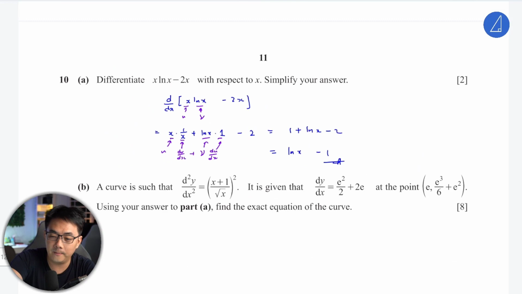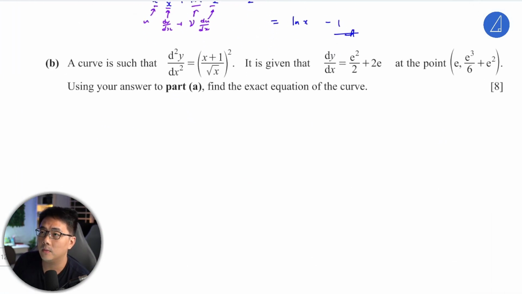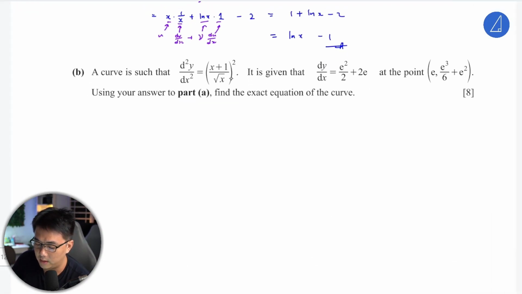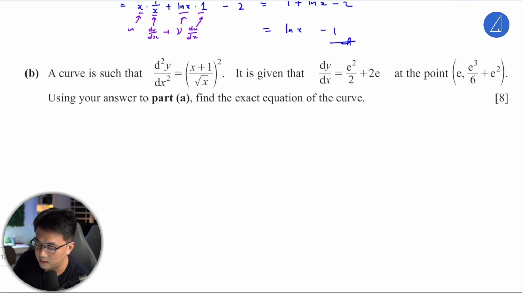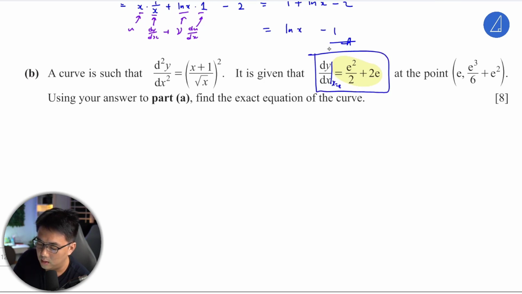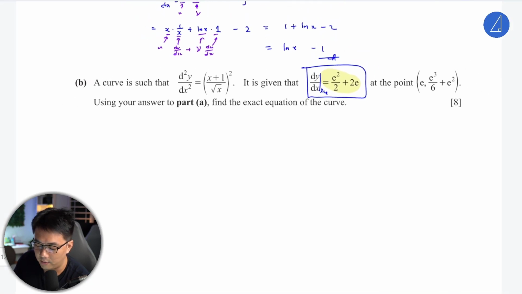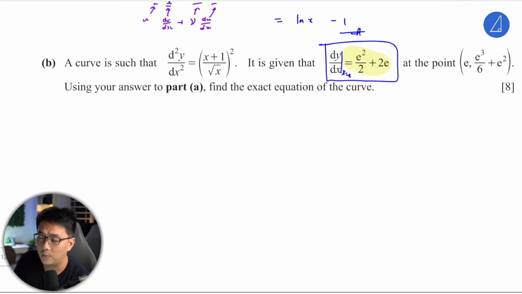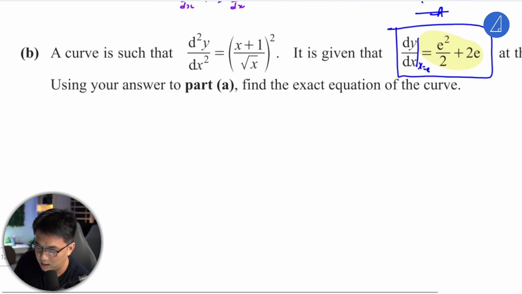All right. So let's look at part B. Given that the second derivative is this, and dy/dx is given by k, these are all in terms of x. So meaning to say this is like a constant, it's already calculated out, right? So you can't really integrate this. So it's actually at the point. It's given that when x equals e, the gradient is this, all right? So using part A, find the exact equation of the curve. And it's pretty okay. What we need to do is just find dy/dx first.